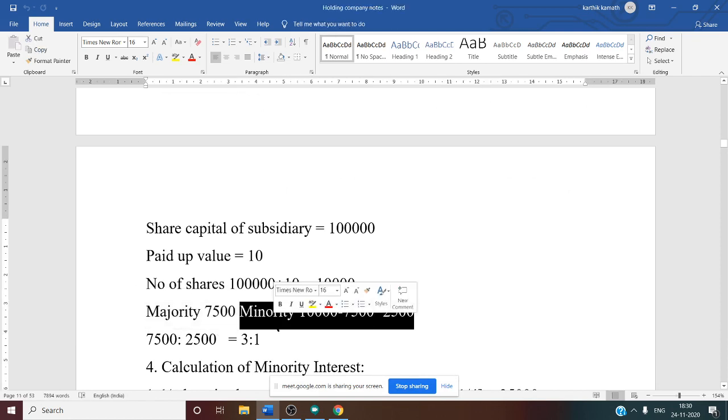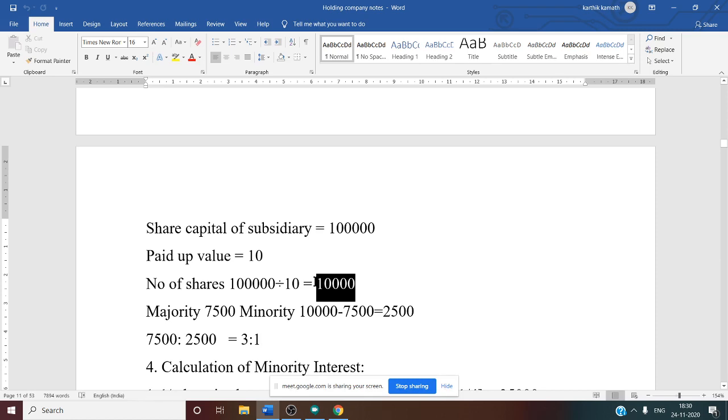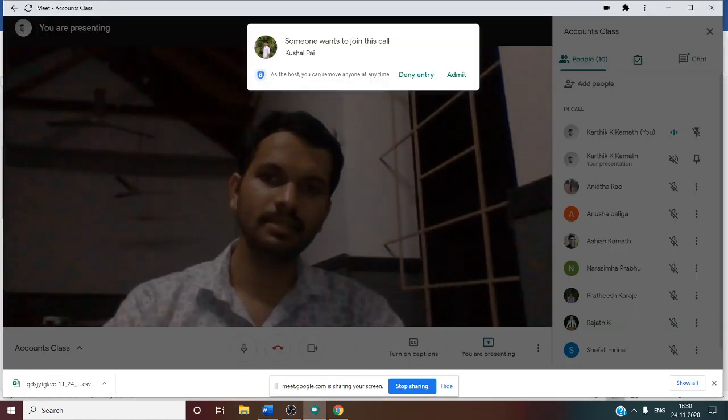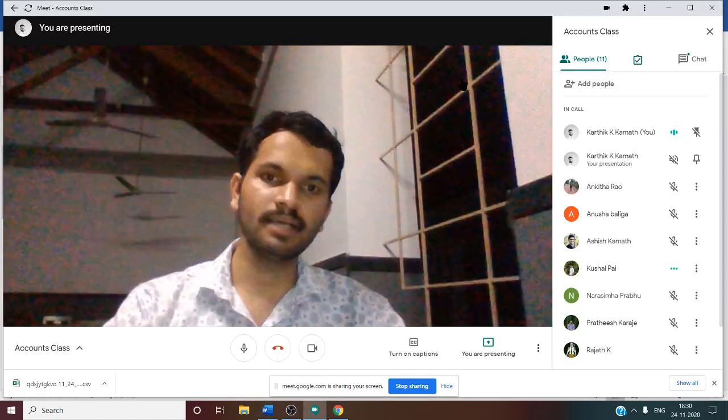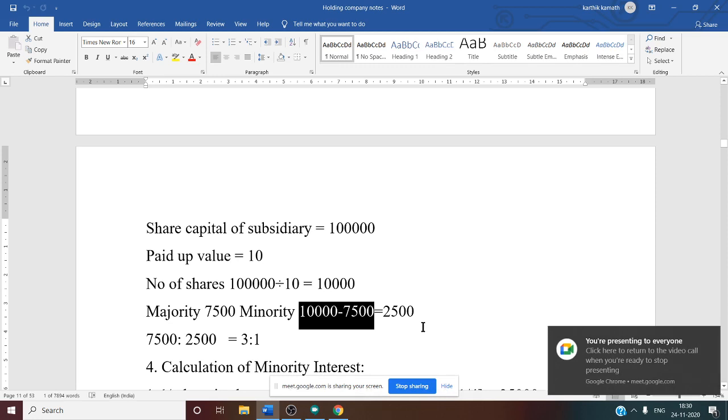What about the minority? Minority is very simple. From the total shares, you have to deduct the majority. So 10,000 minus 7,500, and you will get the minority shares. Minority share is 2,500.